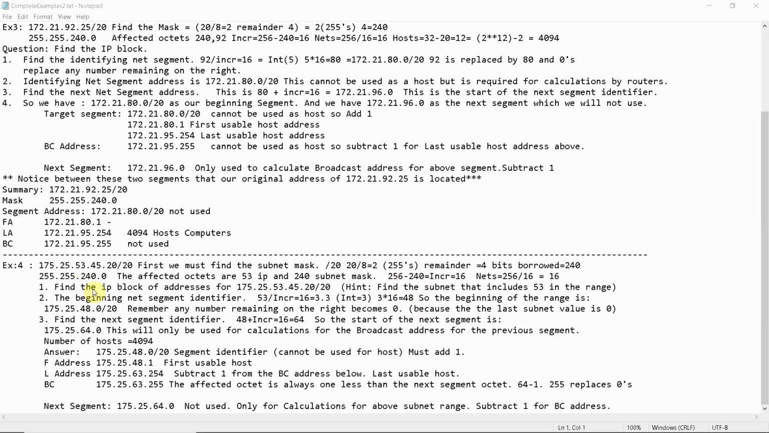256 minus 240. We got an increment of 16. 256 divided by 16 gives us how many nets we have. Let's get the beginning of the net segment identifier. 53 divided by 16, which is our increment, gives us 3.3. Anyway, integer of 3. 3 times 16 is 48. So the beginning range, instead of being 53, is going to be 48.